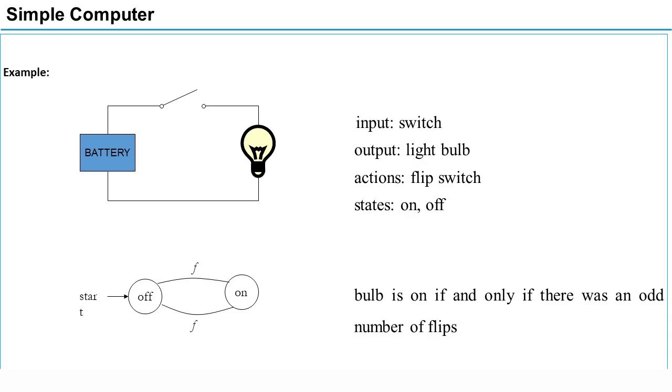When you see these flips, the action that has been performed: when it is an odd number of flips, the bulb is in the on state. When it is an even number of flips, the bulb is in the off state. So we can say that the bulb is on if and only if there was an odd number of flips.